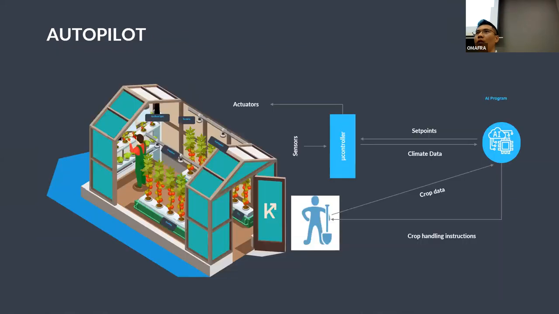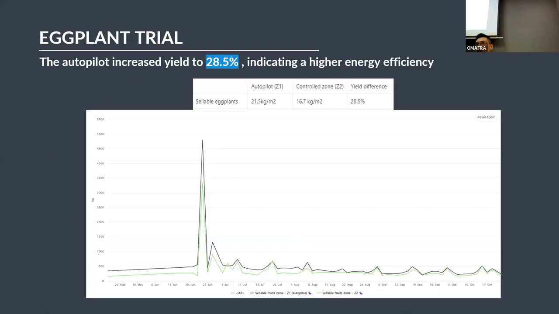This is the results from the eggplant trial that I actually skipped. The increase in the eggplant trial was even higher, 28.5%. And as you can see from the graph, the productivity gain was consistent from the start to the end. The black line represents the incremental yield from the AI control system, and the green plot shows the yield from the compared zone.